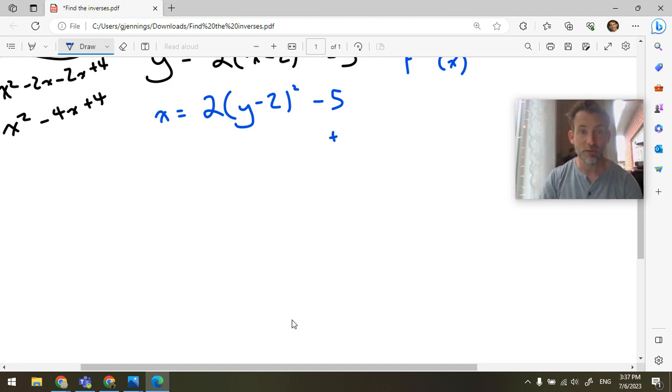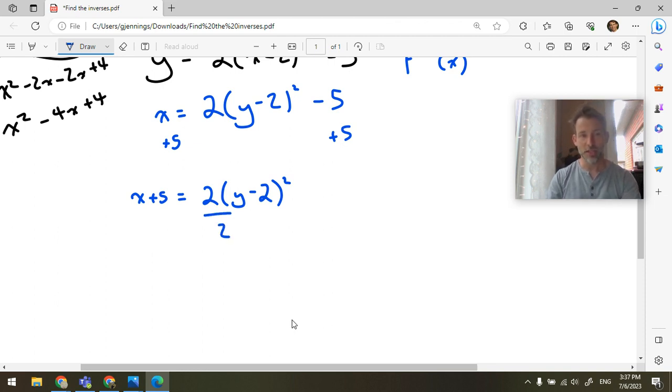The first layer of defense we can peel away is adding 5 to both sides. So then we get x plus 5 equals 2 multiplied by y minus 2 squared. Okay. And then we'd say, well, now we're going to divide both sides of the equation by 2. Okay, good, done that. So this cancels that. So then we get x plus 5 over 2 is equal to y minus 2 squared.